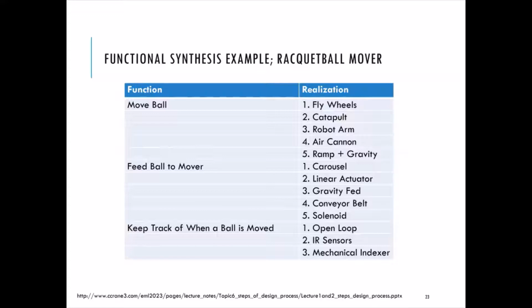And so we started coming up with all these different ideas of just how to move the ball. We can use flywheels, we can use a catapult, we could use a robot arm, air cannon, we could just have a ramp and let the balls roll in, all right? And then we looked at, well, what are all the ways that we can feed the ball to the mover? We can have this kind of carousel mechanism. We can use a linear actuator, it could be gravity fed, conveyor belt, we can use a solenoid. And then finally, how do we keep track of when the ball has been moved? We could either just let it be open loop, we could use IR sensors, have some mechanical indexer, okay?